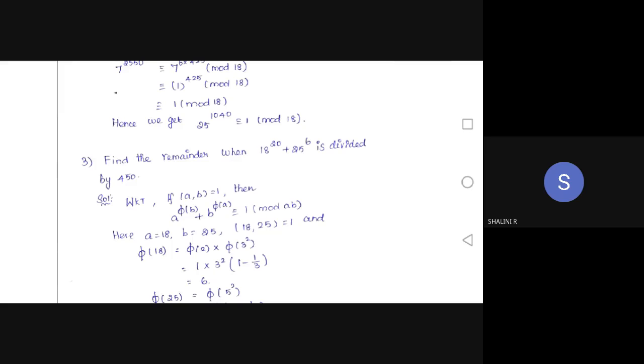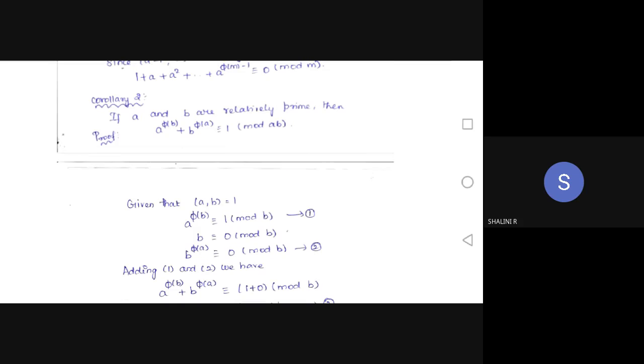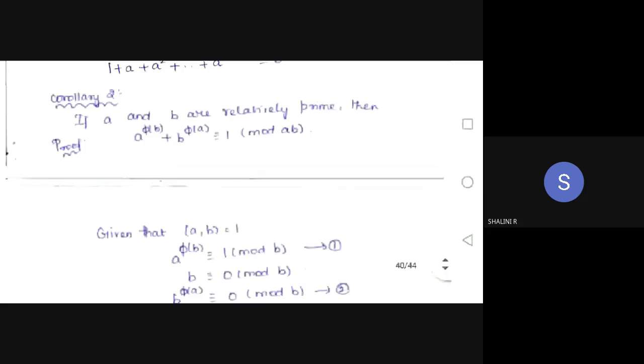In the continuation, third problem: find the remainder when 18 power 20 plus 25 to the power 6 is divided by 450. During the last class, we derived one corollary. If A and B are relatively prime, then A power phi of B plus B to the power phi of A is congruent to 1 under mod AB. So this corollary will be used for solving this problem.